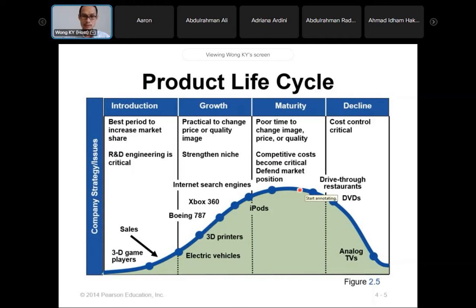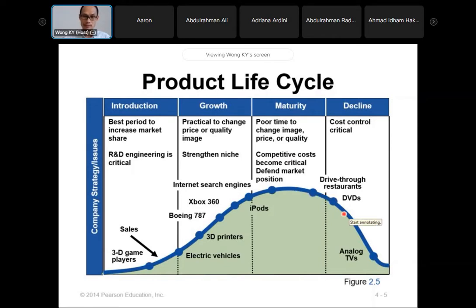Okay, it will continue to go up until it reaches the maturity phase. Maturity phase is where the product becomes mature, where a lot of people are already using it. Technology becomes mature. So the demand for the product during the maturity phase will actually peak. It will reach the peak point, and then it will tend to stabilize. Once it stabilizes, then it will start to go down, where it will enter the decline phase.